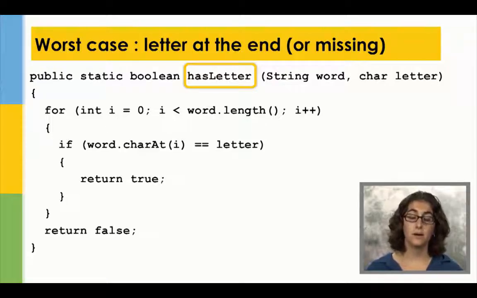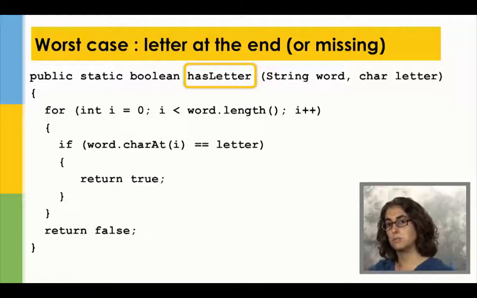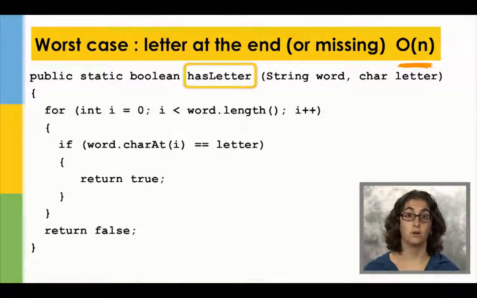And so in either way, what we have to do is some constant number of instructions for each position in the word. And so that means that we need to do big O of n work, where n is the length of the word. And so in the worst case, where we have to go through the entire string, this method takes linear time, big O of n time.